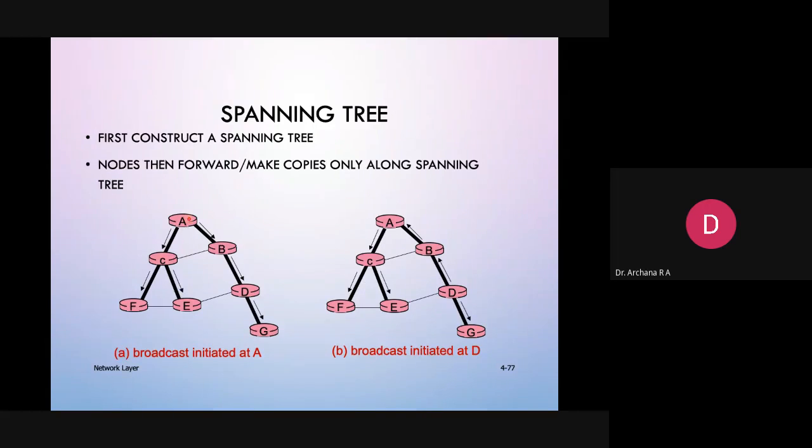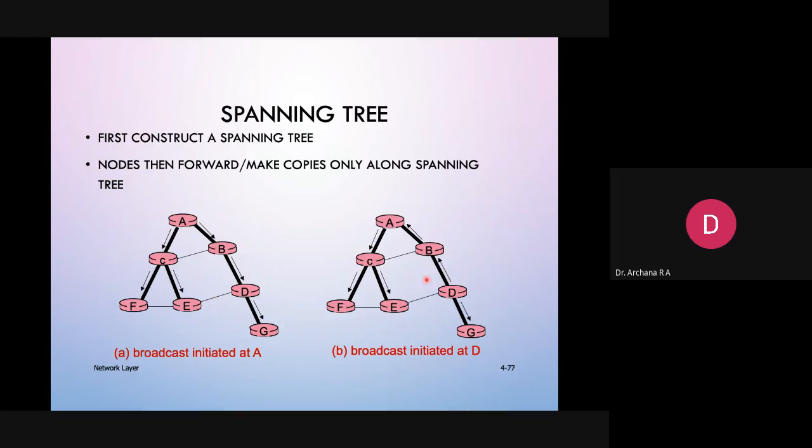Now through A, if it broadcasts, it will broadcast like this: A to C, A to B, C to F, C to E, and then A to B, B to D, and D to G. So all the nodes are covered: A, B, C, D, E, F, G. But the thin lines, whatever exists, indicate that the path exists but we have not chosen this path.